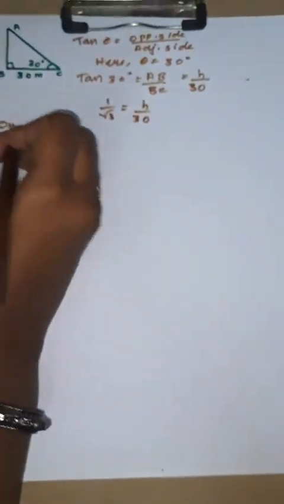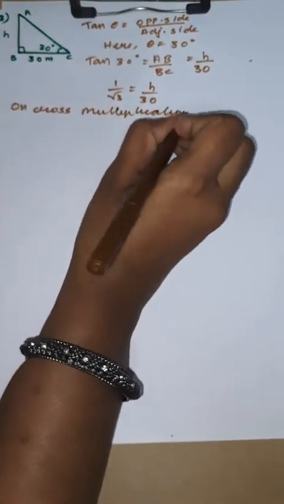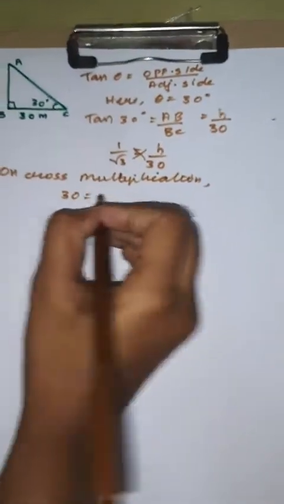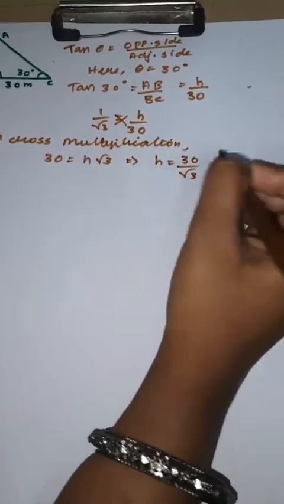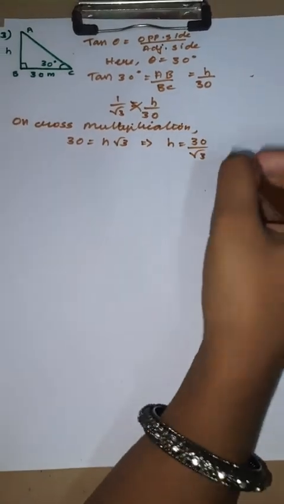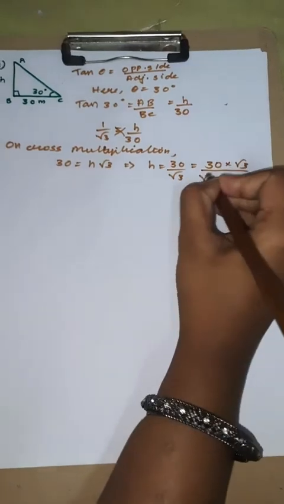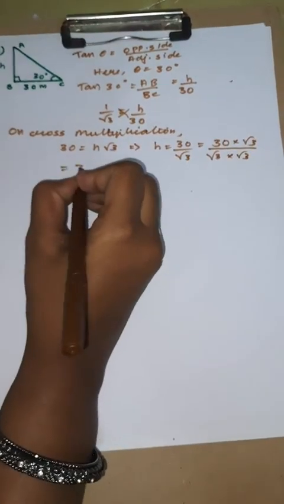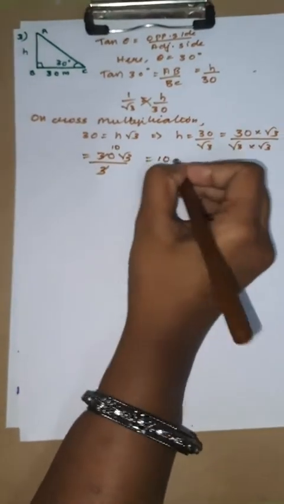On cross multiplication again, you will be getting 30 is equal to H root 3, which implies H is equal to 30 by root 3. As shown in the previous problem, 30 by root 3 needs to be rationalized. If you don't know how to rationalize, check out the previous problem. So that is equal to 30 into root 3 by root 3 into root 3. That is, you are rationalizing the denominator. So that is equal to 30 root 3 by root 3 into root 3, which gives you a value of 3. 3 ones are 3, 3 tens are 30. That is 10 into root 3.